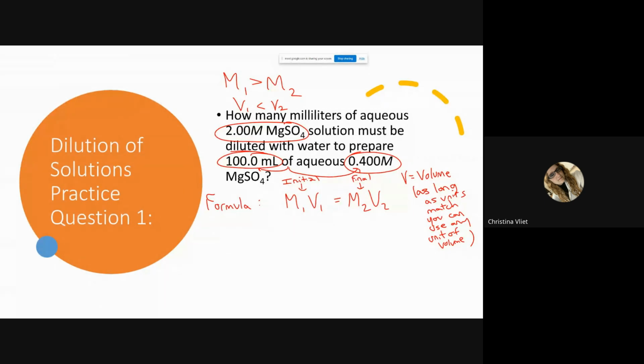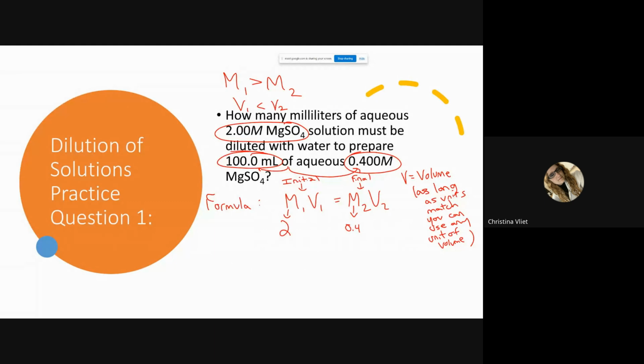So we've got 2 concentrations. Which goes on which side? Does 2 go on the left side or does 2 go on the right side? Compare the numbers 2 and 0.4. 2 goes on the left side because that's more concentrated. And 0.4 goes on the right side. So we've got that. We've got 2 out of 3 parts that we need to figure out.